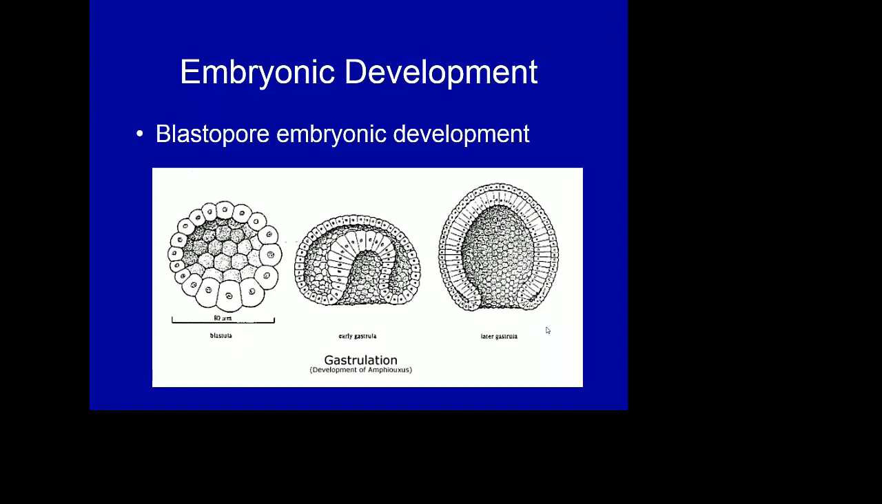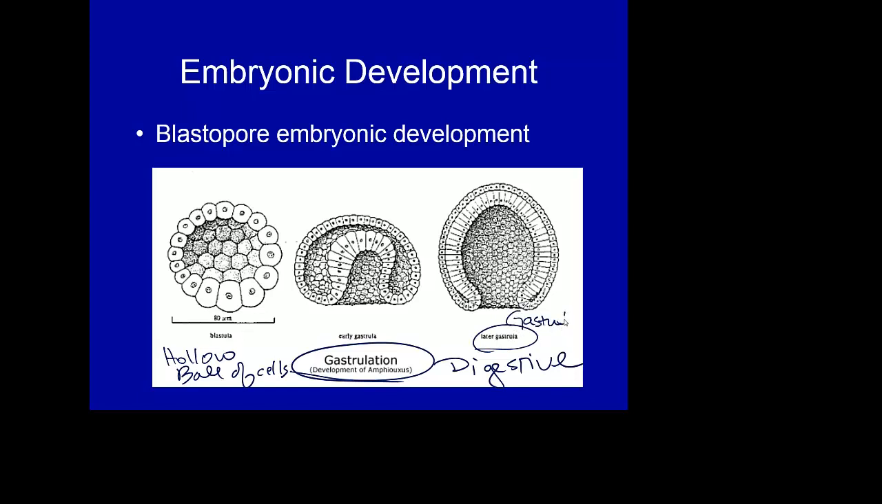Embryonic development will give us our next division of derived characters on our tree, and this actually looks at the process of gastrulation. If you remember gastrulation, that was the formation of a digestive tract, and it involved the folding in of our blastula. So our blastula was a hollow ball of cells, and if we fold that in, we get a gastrula, which is going to be the formation of our early digestive tract.